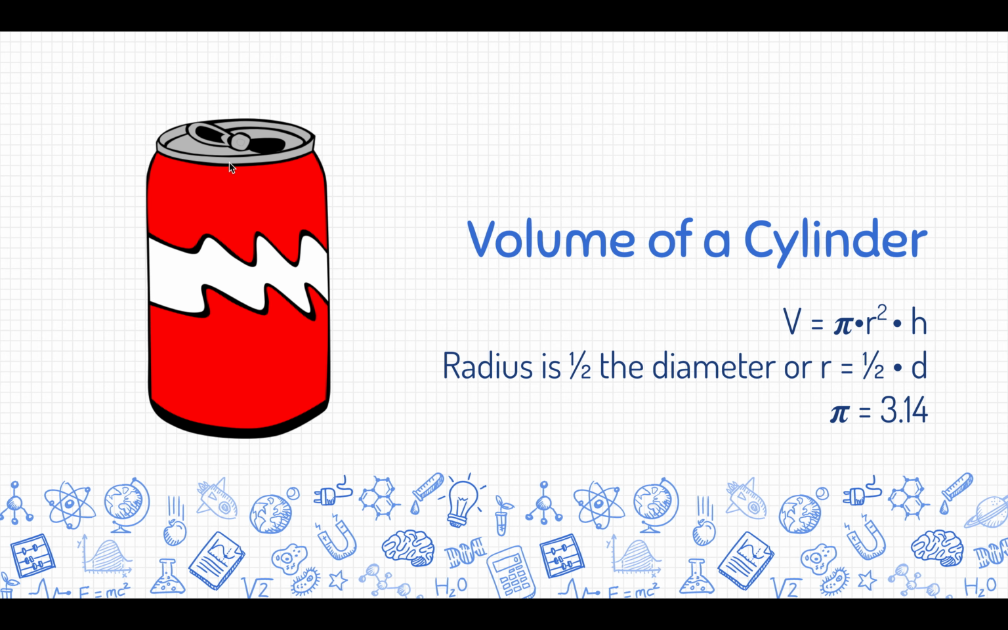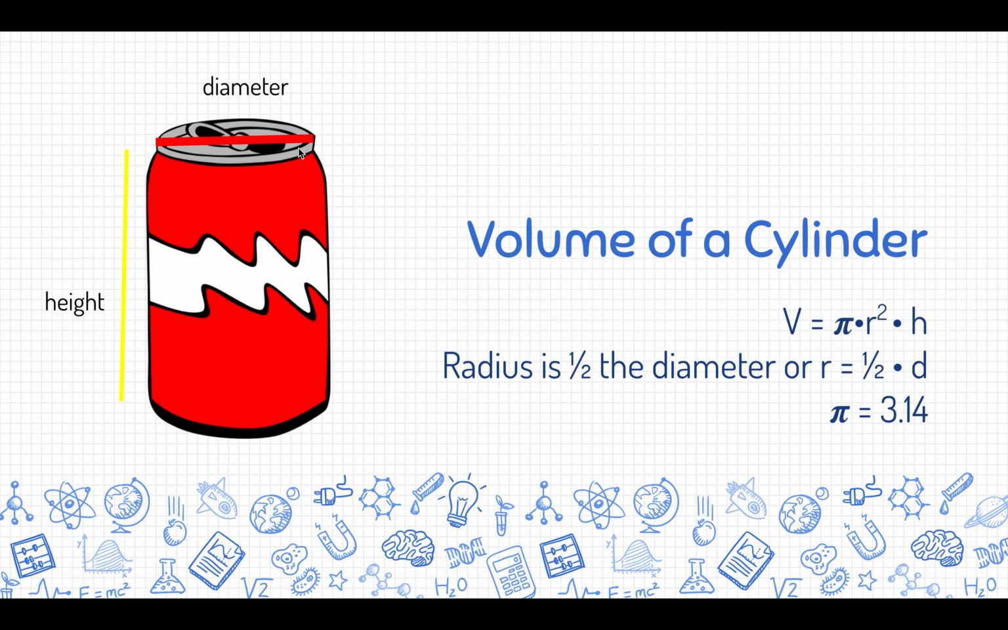The diameter, remember, is the distance across the center of a circle from the widest part to the widest part. So right across the center of the circle is the diameter. So the radius is half of that, from the center out to one of the edges. And pi, which is represented by this symbol here, we're going to use 3.14 for pi. And so we have pi times the radius squared times the height.